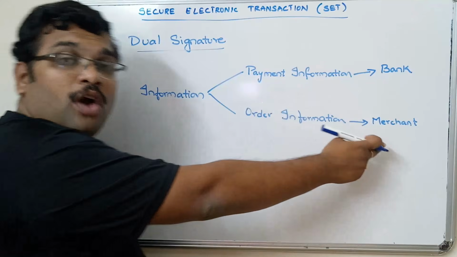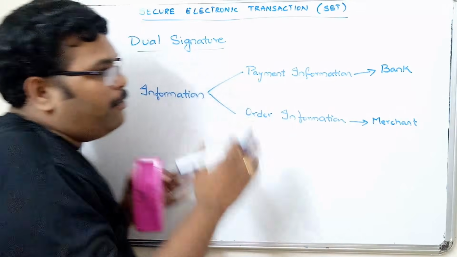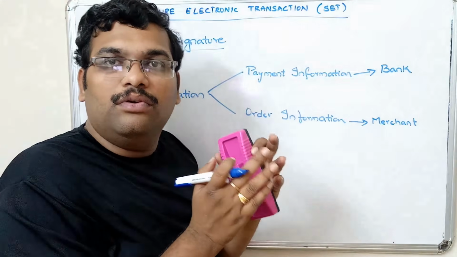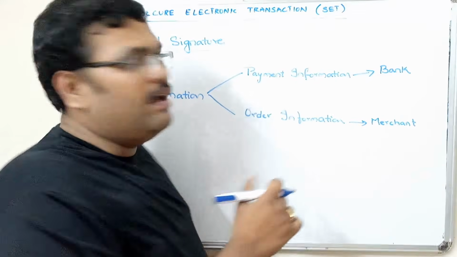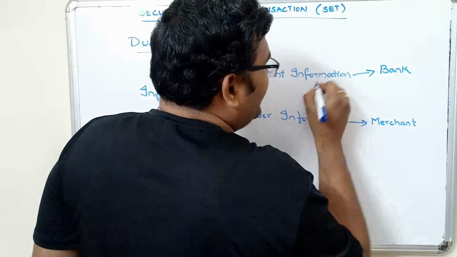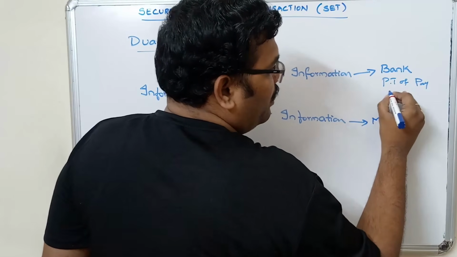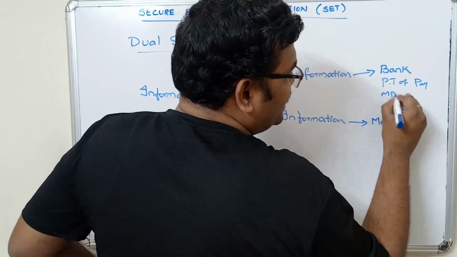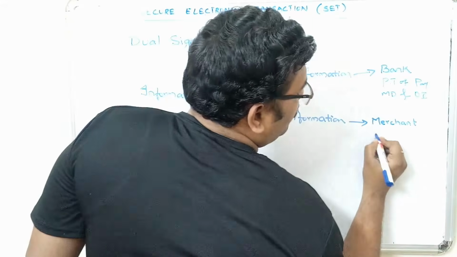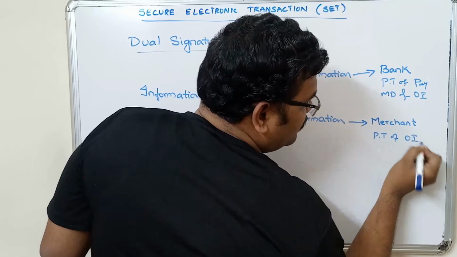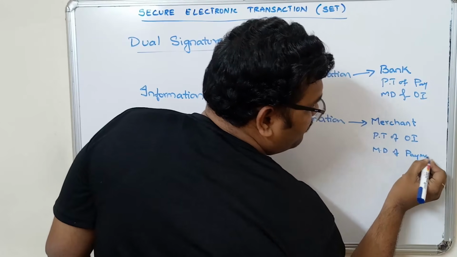And the payment information should not be sent to the merchant. Only the order information will be sent to the merchant. But at both the merchant and the bank, we have to verify the integrity. That means we have to verify the dual signature. That's why for the bank, the plain text of payment information and the message digest of order information will be sent. Here the plain text of order information and the message digest of payment information will be sent.